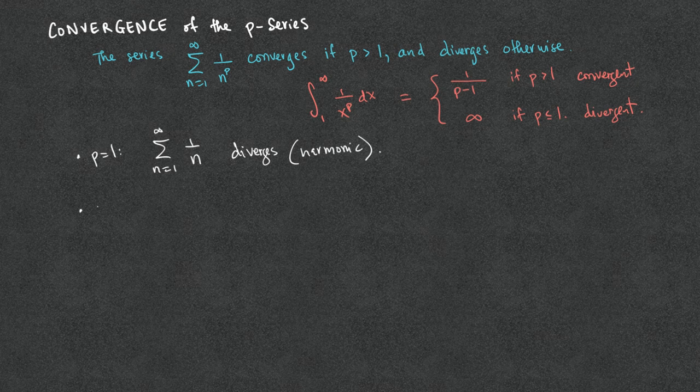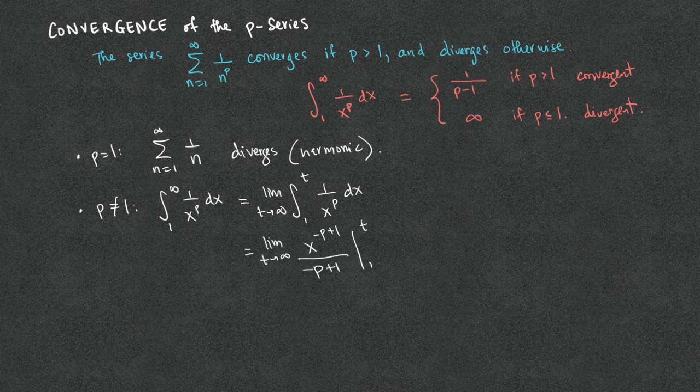If p is not 1, then we evaluate the improper integral. The antiderivative of 1 over x to the p power is x to the negative p plus 1 over negative p plus 1. Using the fundamental theorem of calculus, we plug in t and 1. 1 to the negative p plus 1 is 1. Now there are two cases when p is not equal to 1.